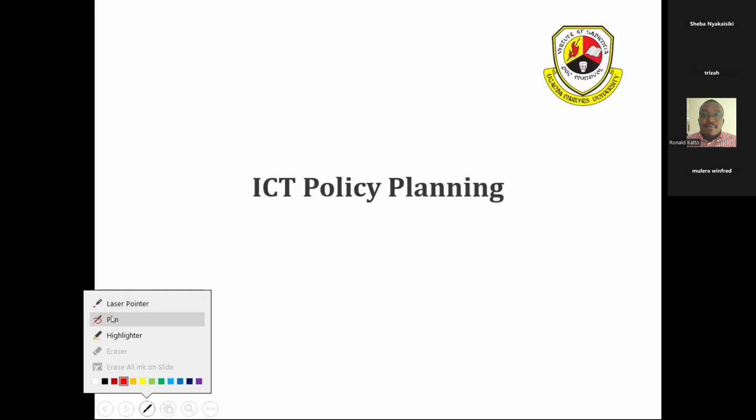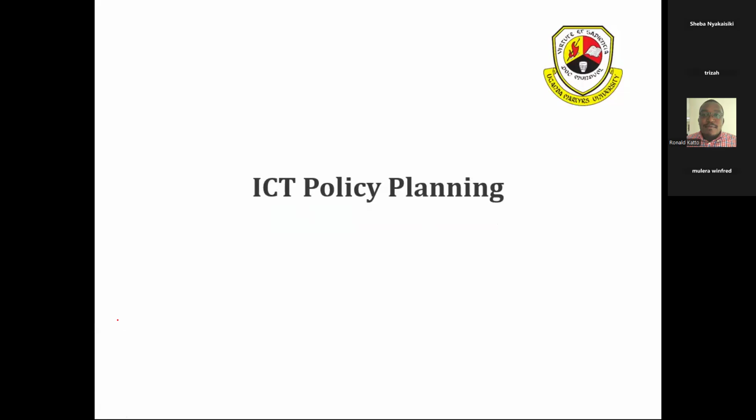Last week we looked at ICT strategy. Today we want to look at ICT policy and also change management. So let's start with ICT policy planning. ICT policy planning is the step that follows ICT strategy formulation. We start with the strategy formulation, then we move on to policy planning.